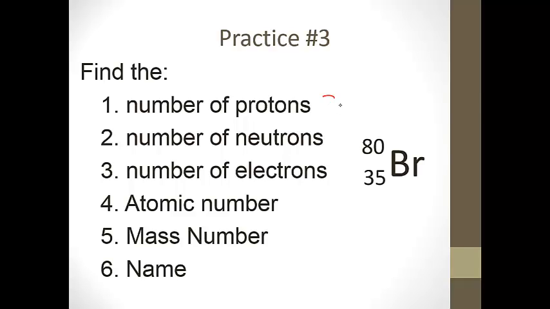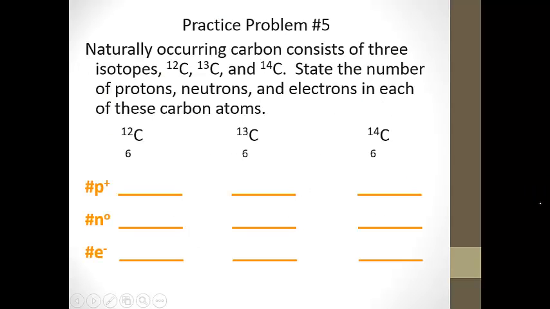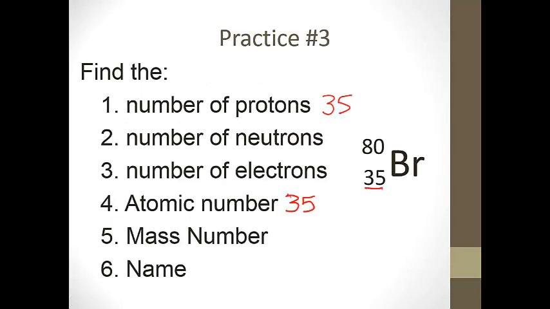But again, the number of protons would be 35, because that's what this number here is representing, is our atomic number. And the atomic number, by definition, is the number of protons. We also want to know the neutrons. The neutrons would be our mass minus our protons. And so we would have 45 neutrons. And electrons, remember that protons are equaling electrons because protons are positive, electrons are negative, and we want these to be equal to each other. So that would also be 35.